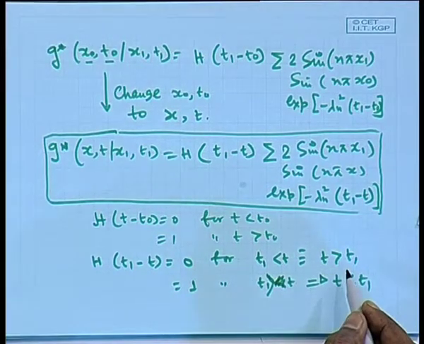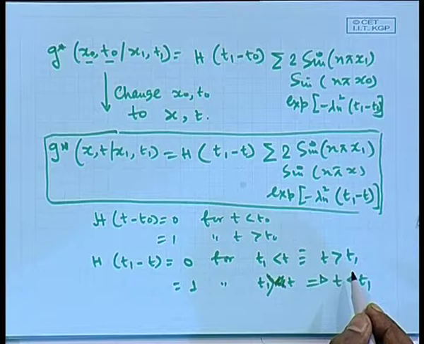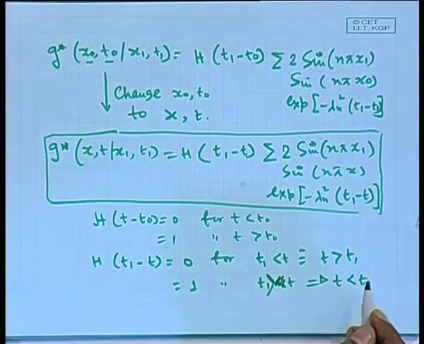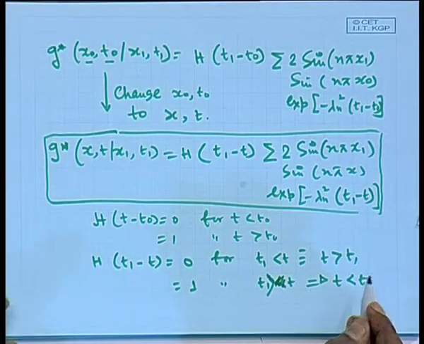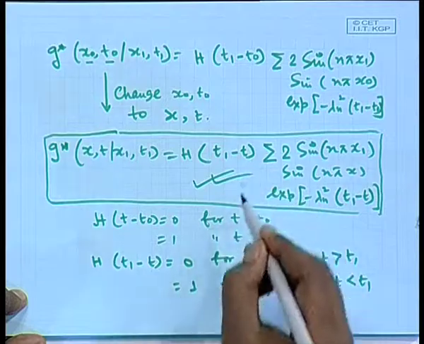Now this is a cross check of the boundary condition. The Jacobian term fixes the initial condition on G star, that it is 0 when t is greater than t1. Okay, that is being confirmed and cross checked here. So you have got the expression of G star.